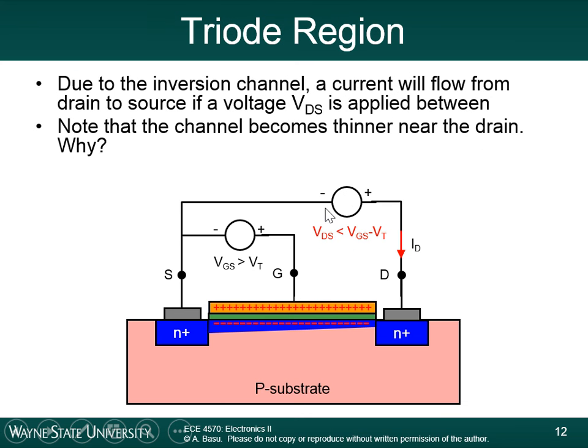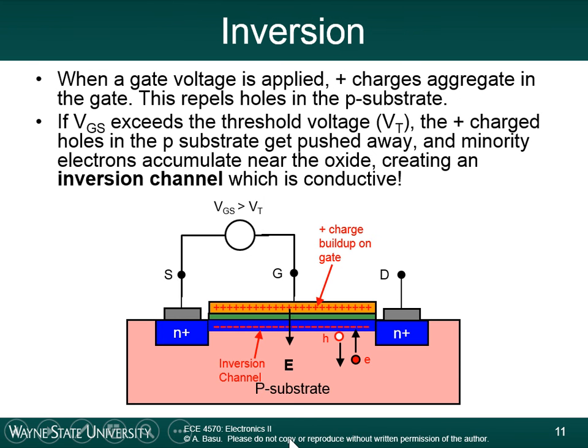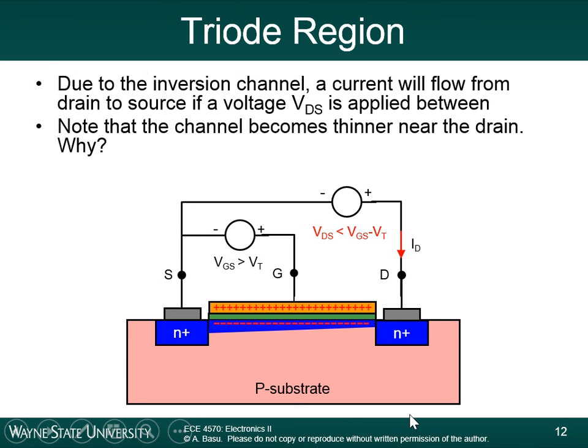So this is where we're going to pick up today, the triode region. Now we're going to talk about what happens when we start applying a VDS to it. In this example, we were just applying a VGS, and we turned on the channel. In the triode region, we also apply a VDS. We apply a small VDS, and that VDS is less than VGS minus the threshold voltage. We'll talk more about this a little bit later, but just for right now, assume that we're applying qualitatively a small drain to source voltage.